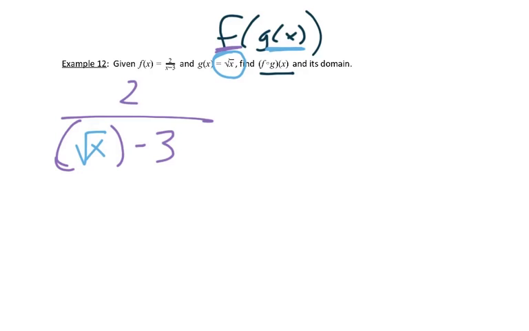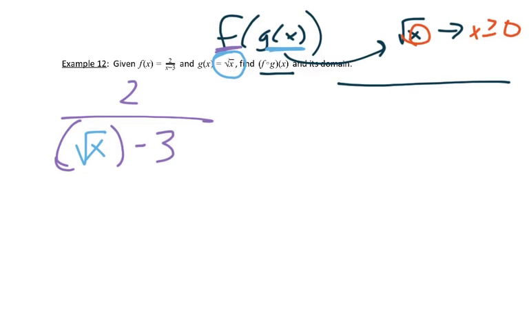So let's talk about the domain. We start with the inside function, g of x, which is square root of x. And that tells us that the inside of that has to be greater than or equal to 0. So that's the first part we have. And if we think about that on a number line, this would be 0, and we want to be going bigger than it, including 0 because we said or equal to.